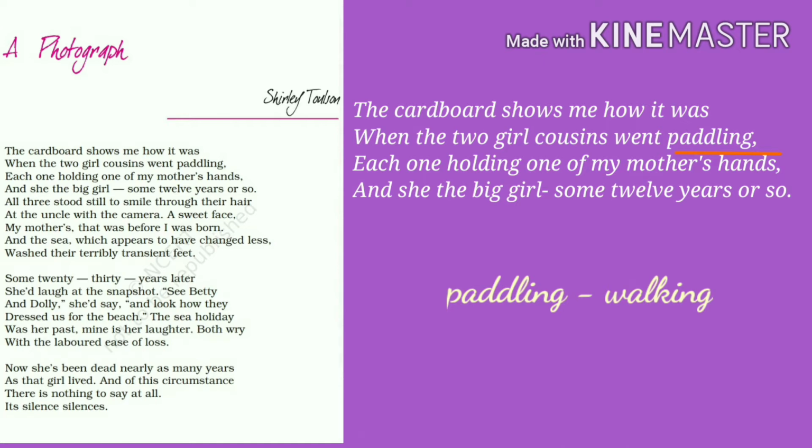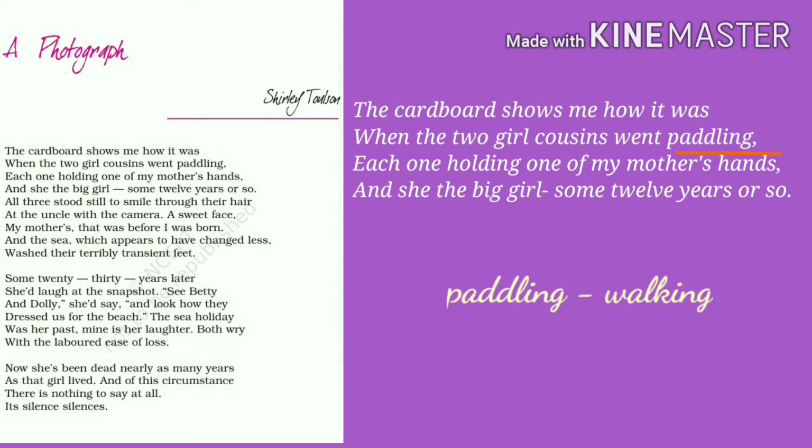Now we shall have the detailed discussion of the poem. Before that, just to check the word meaning which is underlined. Paddling means walking. The cardboard shows me how it was when the two girl cousins went paddling. I had told you that there are three times given in the poem: earlier past, past, and present. The poet in the present time looks at her mother's old photograph when her mother had gone to a sea holiday trip with her two cousins.